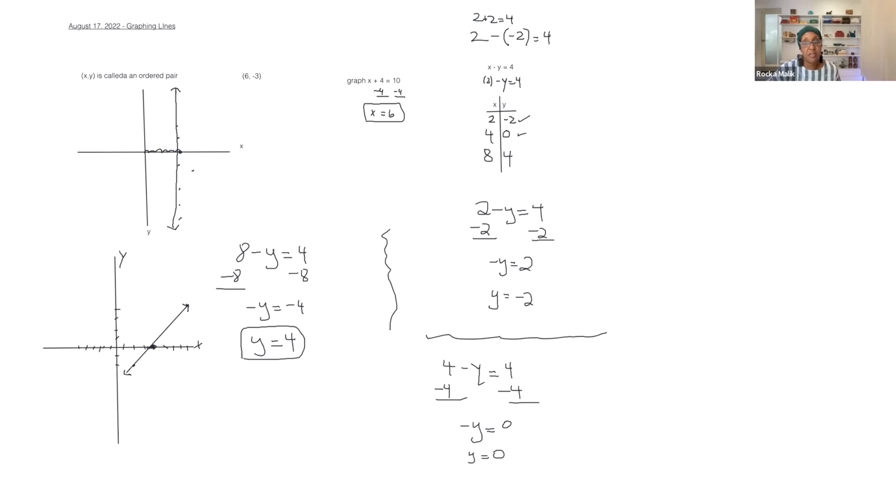Okay, this one has a special name. This 4 comma 0 has a special name. And I'll type it because my handwriting is crappy, that's all. Intercept.